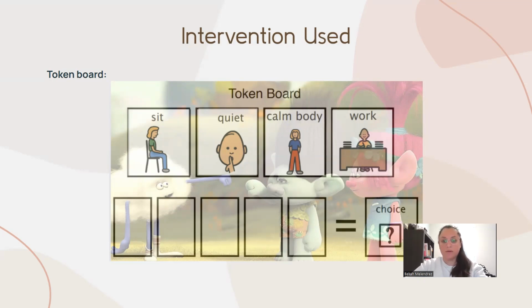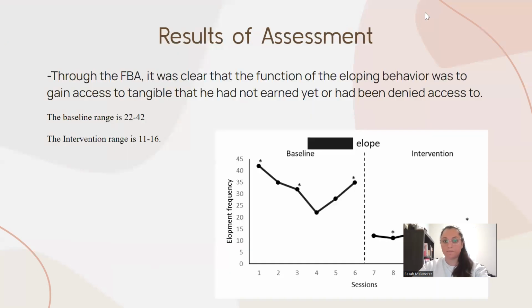The intervention that we put in place was a token board. B had to earn 5 tokens before he could earn whatever his choice tangible was. To earn tokens, he had to sit, remain quiet, have a calm body, and work. The replacement behaviors were not utilized when he eloped: he was not sitting, so he didn't earn it. He did not earn the token when he was not quiet, when he would yell at us or be upset about something, when he was not having a calm body, and when he was not working.